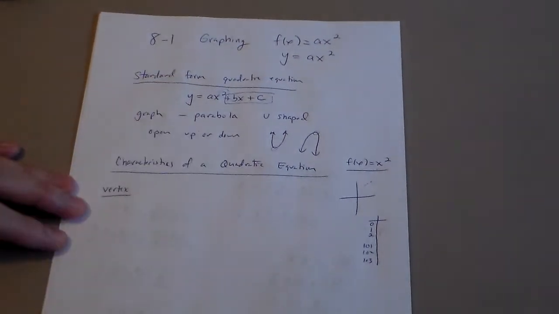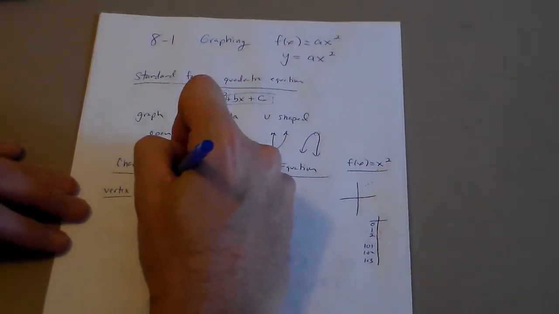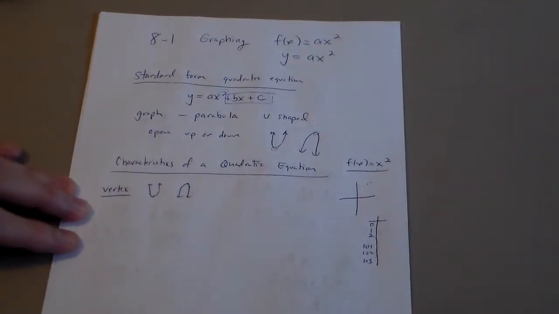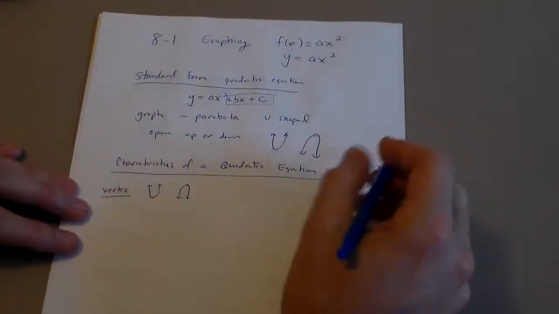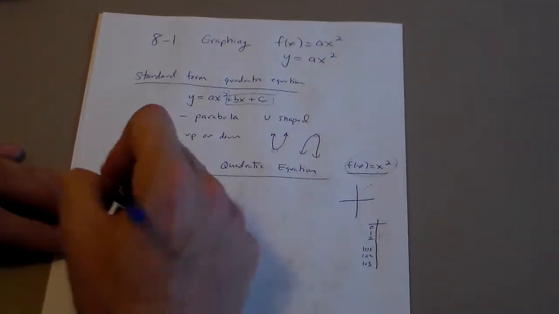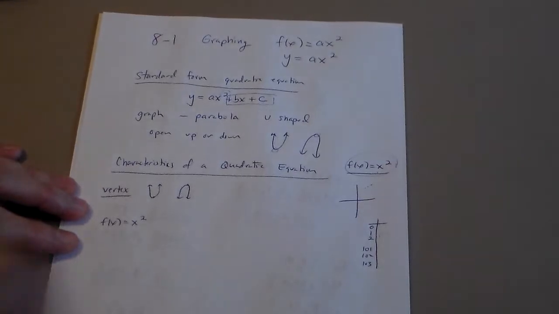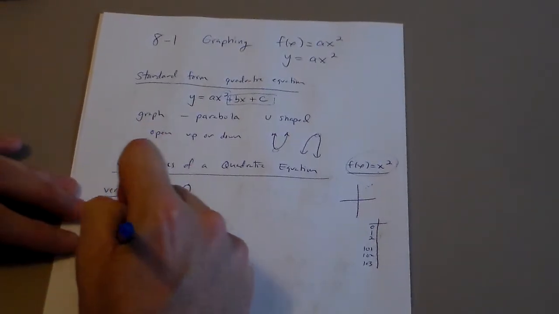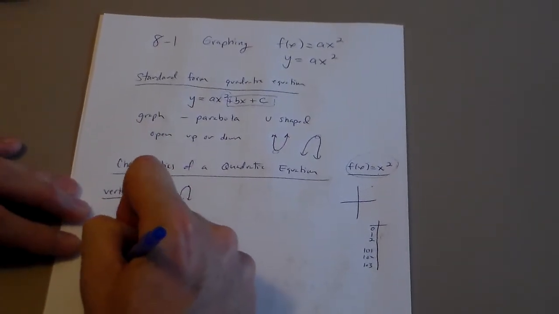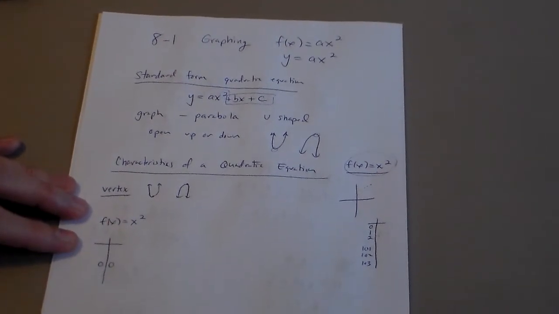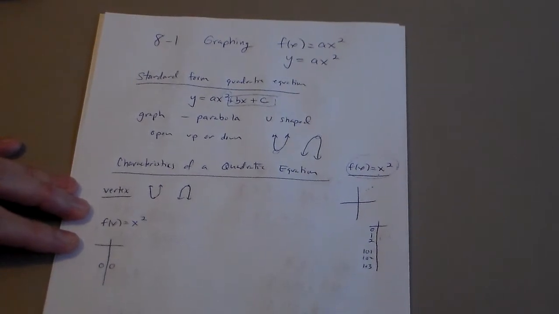The vertex is very, very important, and that's the point where things turn. That is your vertex. For the graphs that we're looking at, if you have f of x equals x squared, your vertex is going to be at 0, 0. I'm going to tell you that right now. We're going to get into why that's the case later in this chapter. But for now, that's going to be our vertex, and that's very important. It's the most important point.